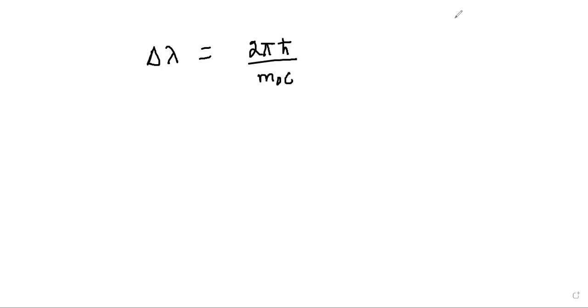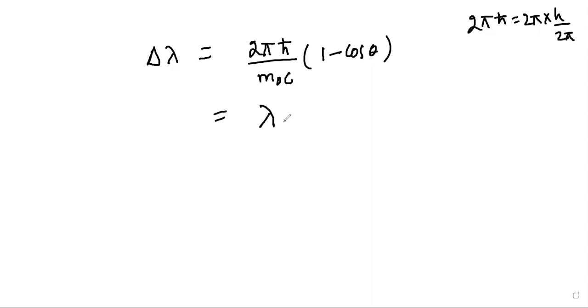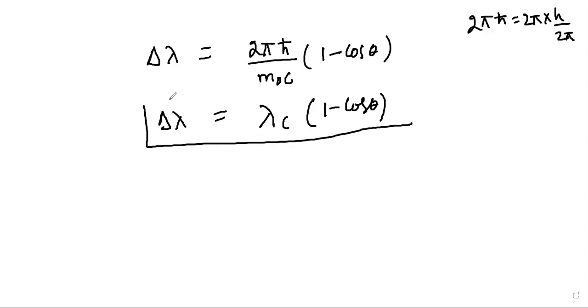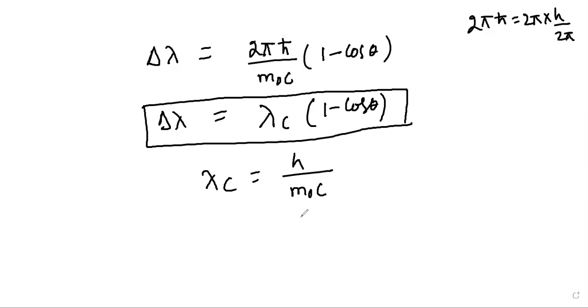So h by m0 c, if I write 2 pi h bar, that means you are writing 2 pi and h by 2 pi, so it's the same thing, h by m0 c. So another way of writing it, you can write cos theta as it is. Here this thing is written as lambda c. Lambda c I wrote for 2 pi h bar divided by m0 c, and then 1 minus cos theta. This is our Compton shift, which can also be written this way. And this lambda c here is h divided by m0 c, or 2 pi h bar by m0 c, whichever we want to write.